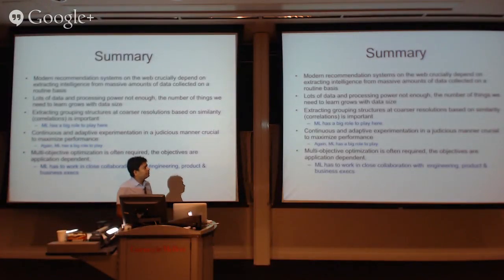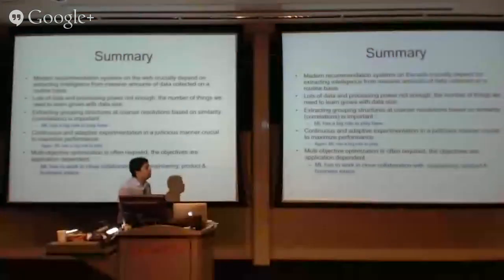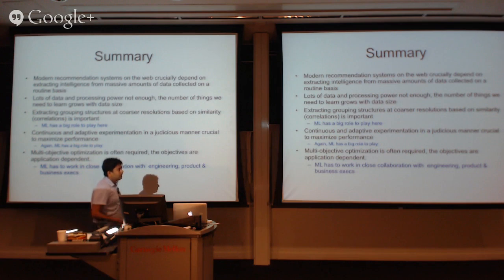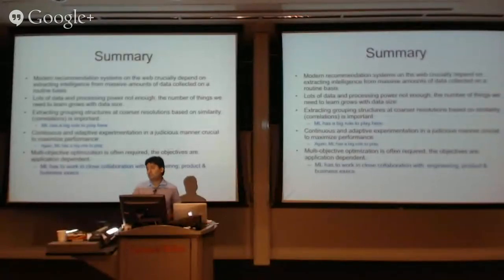So the first statement, of course, this crowd will have no problem grokking: most recommender systems on the web crucially depend on extracting intelligence from massive amounts of data that is collected on a routine basis. That is, of course, at the heart of everything we do. And I think the idea that a lot of data means we don't have to invest in doing sophisticated machine learning is wrong. Because the more data you add, the more heterogeneity gets introduced. And if you really want to truly personalize applications, which we want to, that's how these recommender systems will become better.